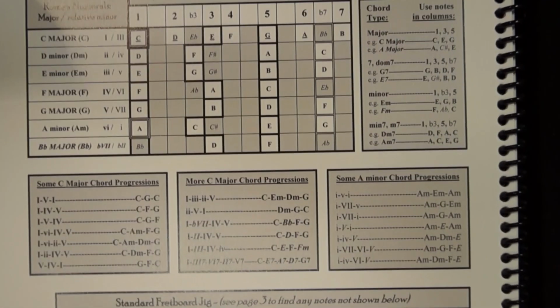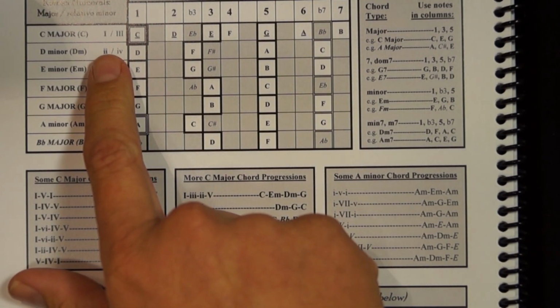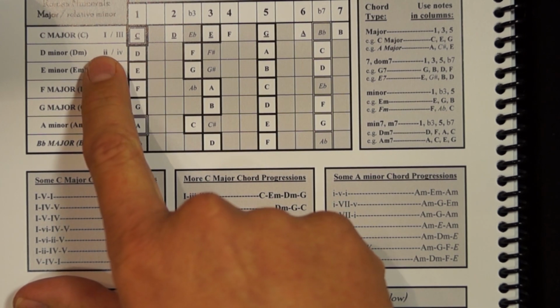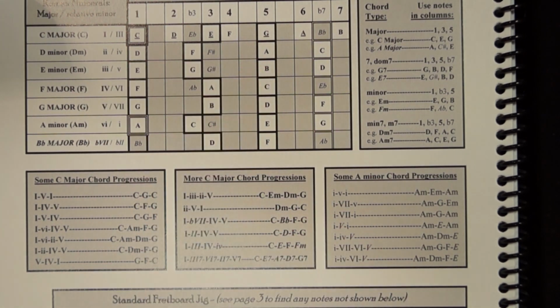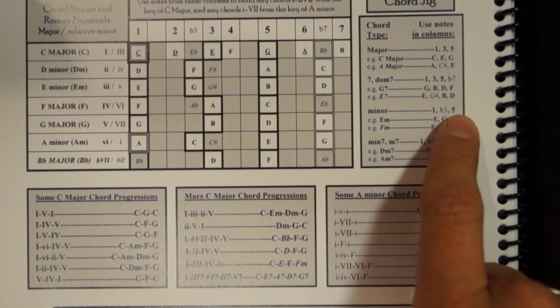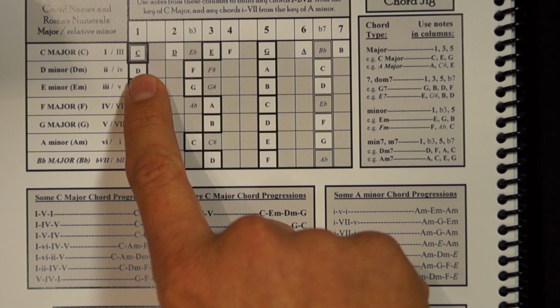Then if I want to go to a 2 chord, if I want to build a 2 chord in the key of C major, it's going to be a D minor. So that uses the notes D, F, and A. So minor chords use notes in the 1, flat 3, and 5 columns. So D, F, A is a D minor chord.